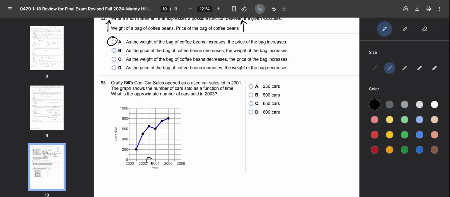Okay, 2003 is about right here. So if we go up and we go over, this would be halfway in between 600 and 800, so that would be 700. So it looks like it's a little bit closer to 600 than 700, but that's not really a choice. And if I look at the dot, it looks more halfway in between. And so I'm going to say 650 cars. We're just reading a graph there, okay? So that's the last of the review.